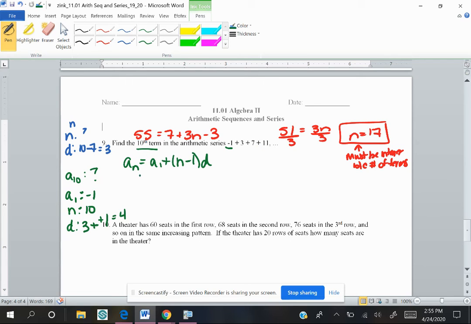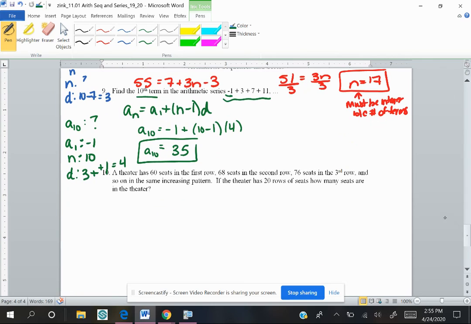That seems to work. So now I'm looking for a sub 10 equals negative 1 plus 10 minus 1 times 4. Again, you can type that into your calculator, or you can do it in your head or check it in the calculator, and that should give you 35. So it's just a different way of seeing it written as a series, but it's still asking for a specific term.